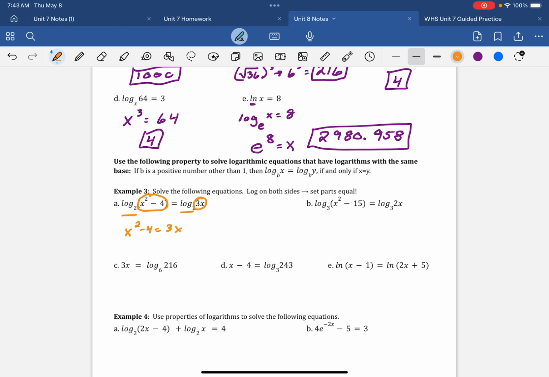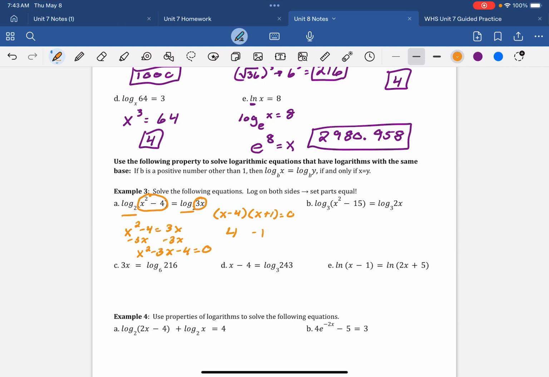Now, using how we solve items with x squared and an x, I'm going to get everything on the same side. So if I subtract 3x, I'm going to get x squared minus 3x minus 4 equals 0. This is a quadratic equation. To solve this, I can factor. If I factor this, it's x minus 4, x plus 1. So my two solutions are 4 and negative 1.